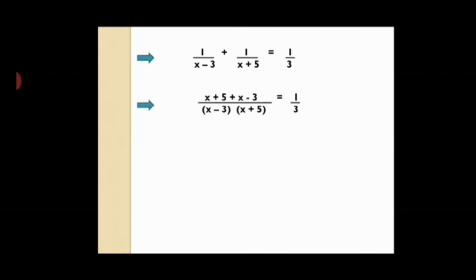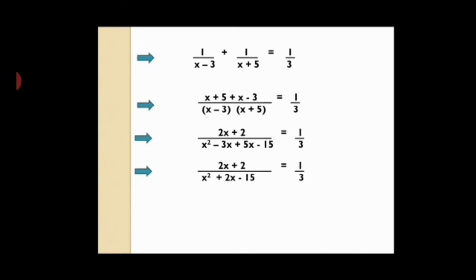Then we will simplify this by taking the LCM. Obviously the LCM will be x minus 3 and x plus 5, and we will get in the numerator x plus 5 plus x minus 3 equal 1 by 3. Now this x will add with this x, we will get 2x, and 5 minus 3 we will get 2, upon, we will open this bracket, x square minus 3x plus 5x minus 15 equal 1 by 3. Now after cross multiplication we will get x square plus 2x minus 15 equal 6x plus 6.